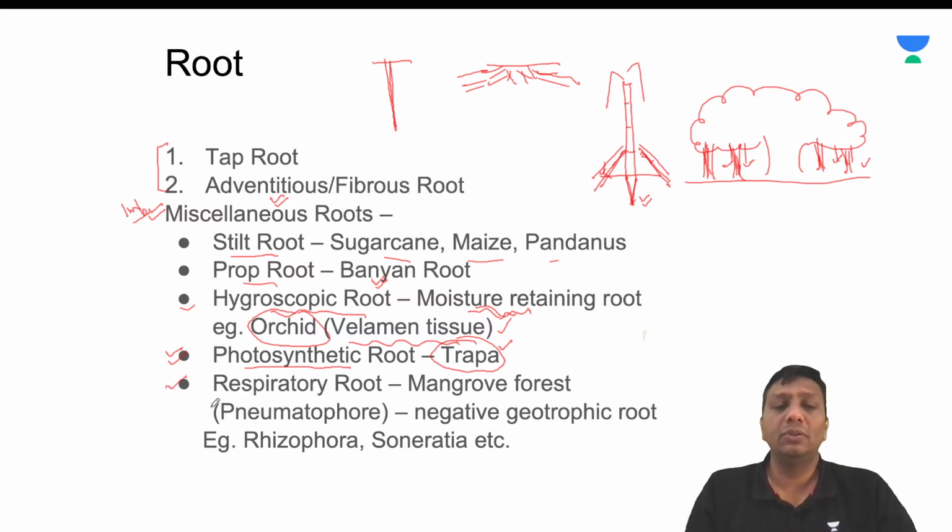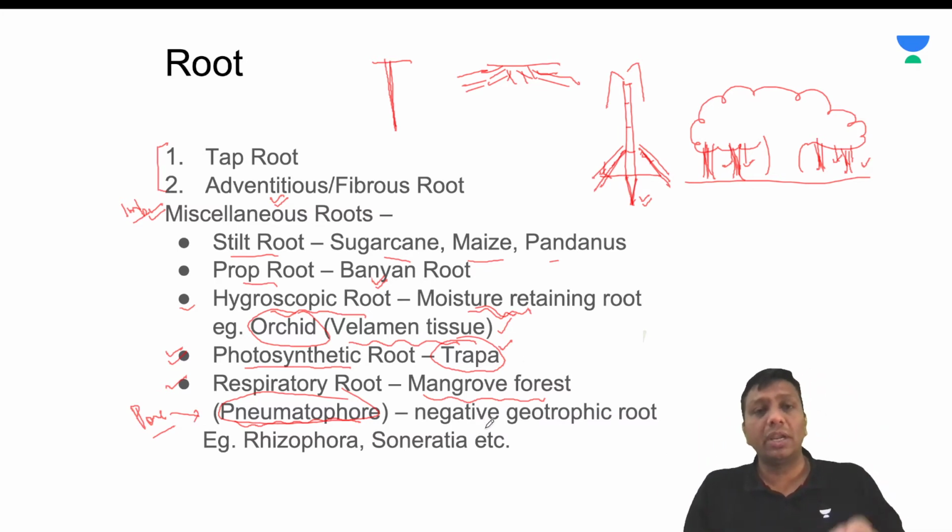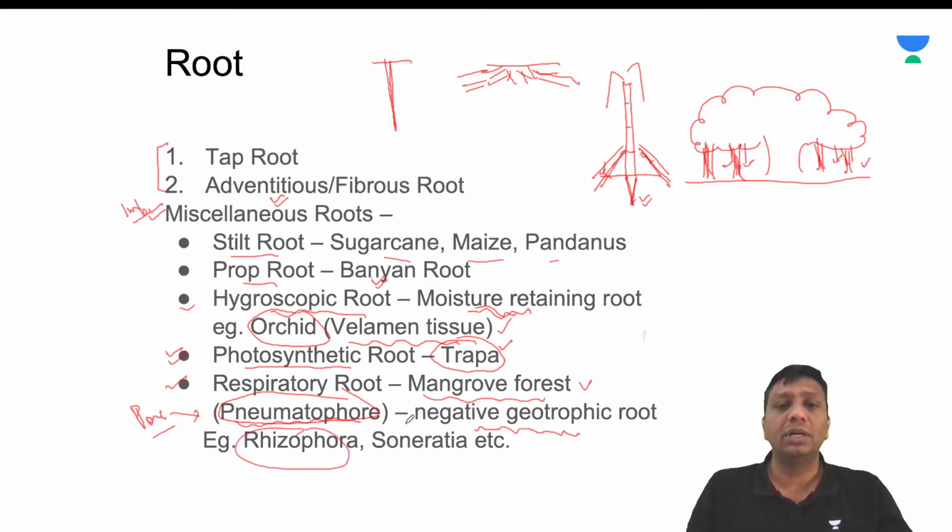Respiratory roots are found in areas that have waterlogged conditions. In waterlogged conditions, the root zone has no oxygen. So to take in oxygen, plants grow roots upside against gravity, as negative geotropic. The example you can see is in the mangrove forest. Why are the roots going upside? When the roots grow, they have small pores, and these pores on the roots that are upside from the soil are called pneumatophores. With the help of pneumatophores, they take in oxygen directly and survive. Here the roots grow upside against gravity. This is the reason it is called a negative geotropic root. Examples: Rhizophora, Sonneratia. In this type of plant, you can see them very easily.